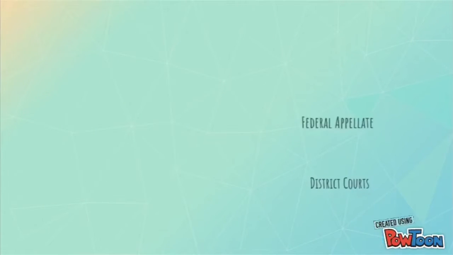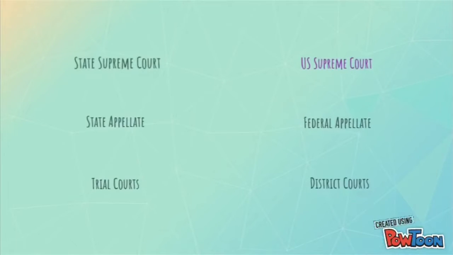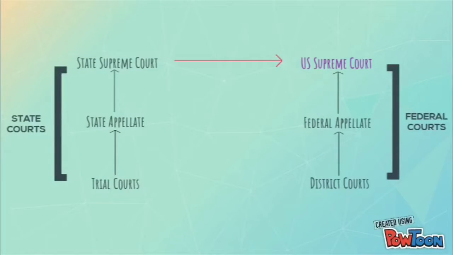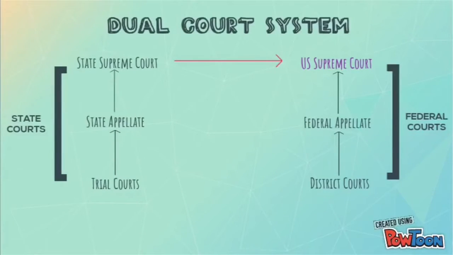There are 3 levels to each state and federal courts. There's district, appellate, and supreme. The U.S. Supreme Court is the highest court and can receive cases from either state or the federal side, or even original jurisdiction. The U.S. is a dual court system because it has both state and federal.